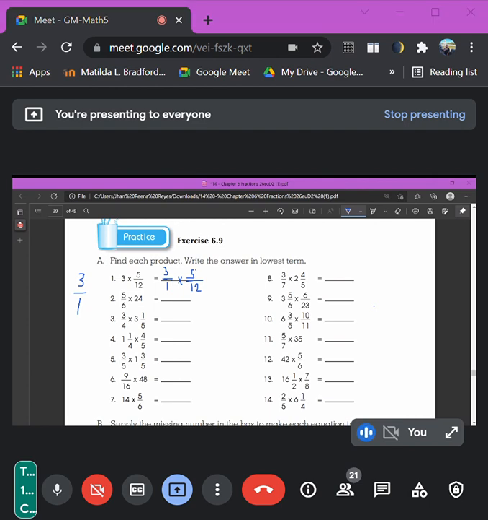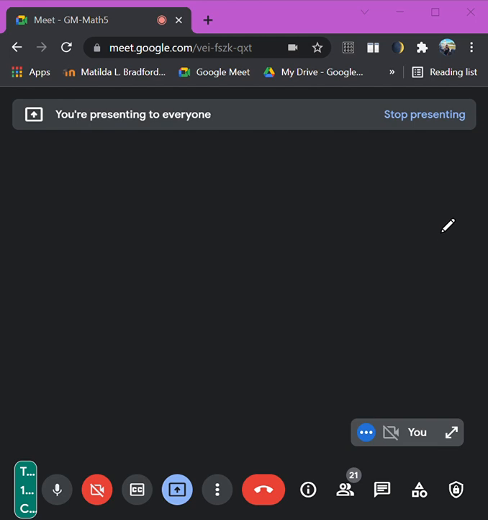Yes, teacher. Okay. So now, we proceed to our multiplication. Canceling method. Okay, very good. Which can be canceled? 3 and 12. So what do we divide 3 and 12 by? 3. 3 divided by 3 is 1. And 12 divided by 3 is 4. So now we multiply. 1 times 5 is 5. 1 times 4 is 4.